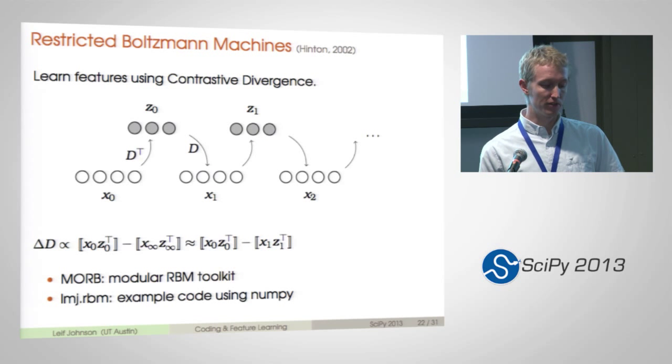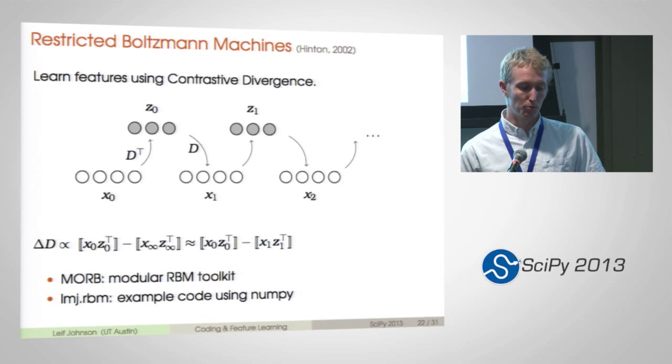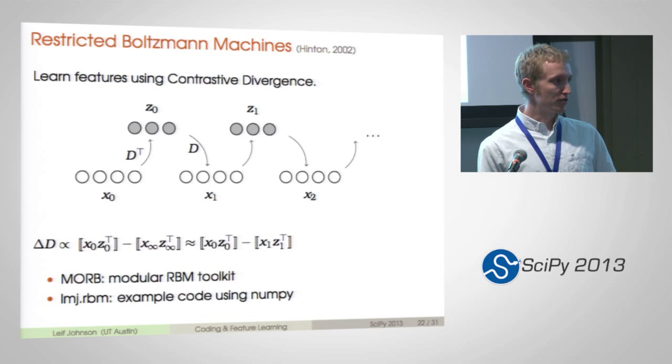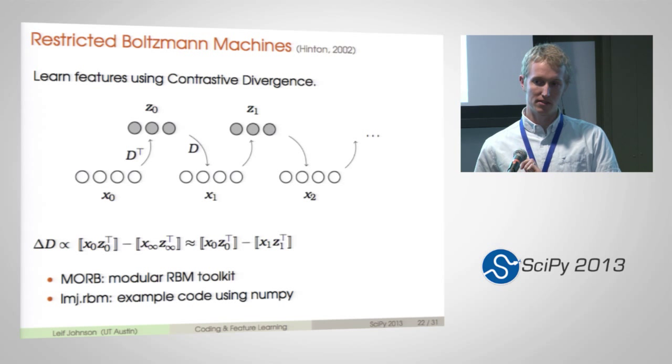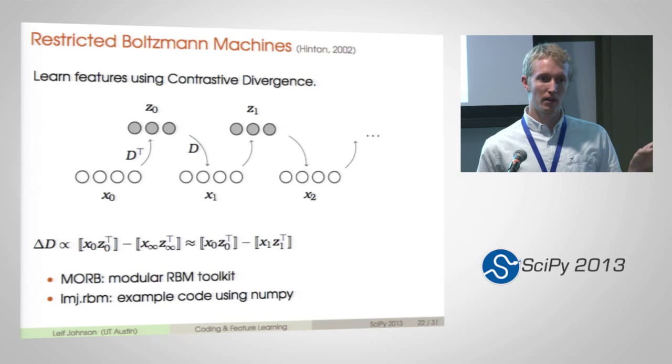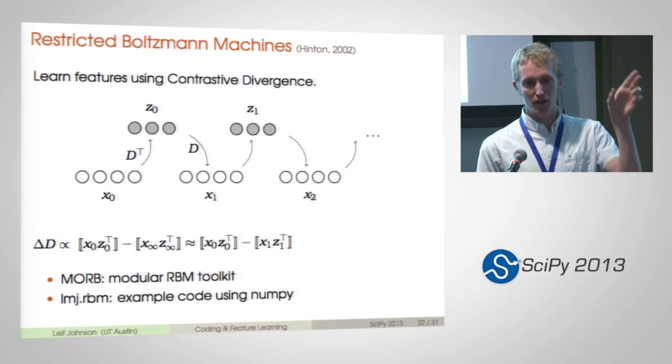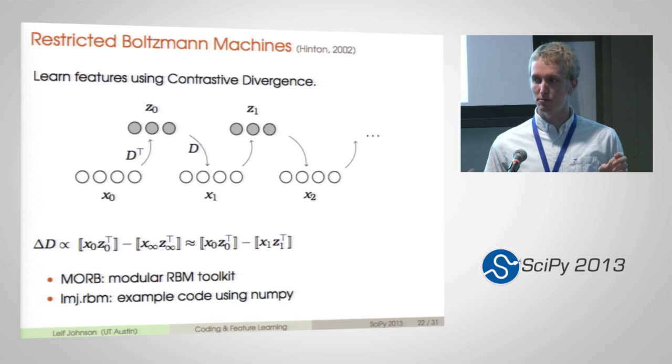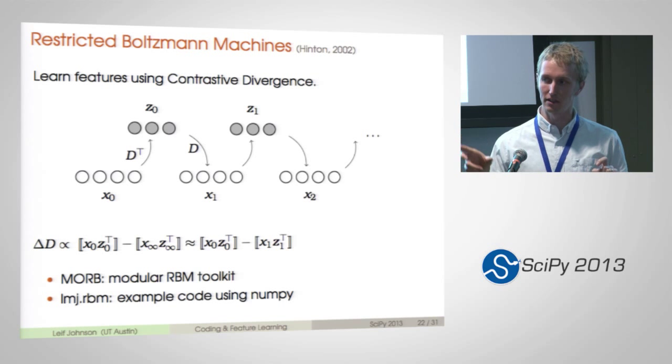And that's actually how we learn D. So you propagate your data up and then back down and up and down and up and down. And you can keep on doing that. But what we really want is for the data at the end to be the same as the data at the beginning. And even more than that, you want the relationship between the data and the code at the beginning to be the same as the relationship between the data and the code at the end.